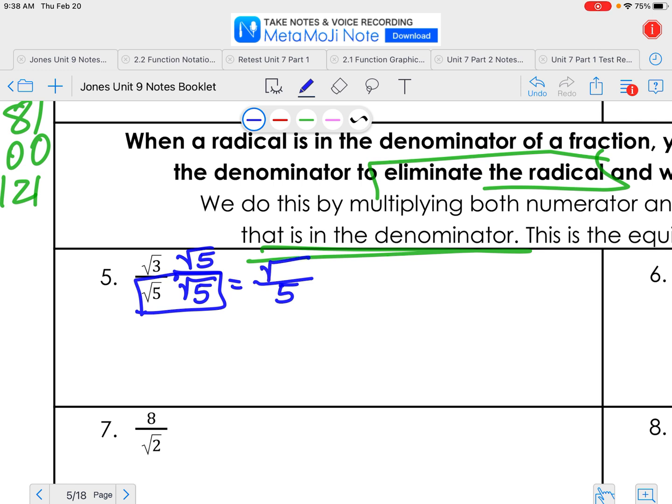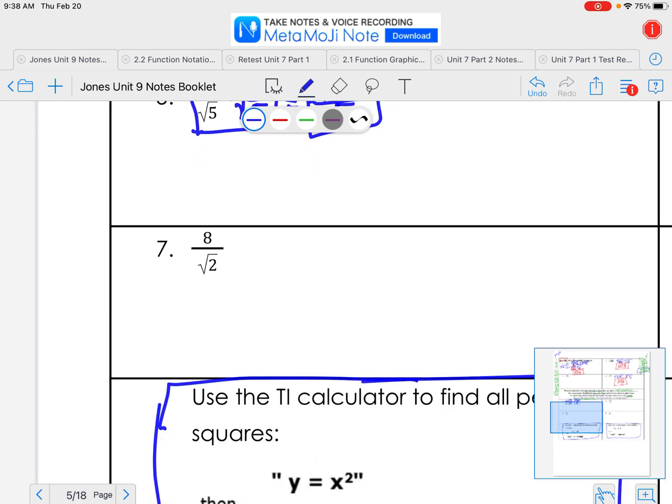Square root of 3 times square root of 5 is square root of 15. 15 can't be simplified. There's no perfect square that divides into it. That's my answer. I got the radical out of the denominator. Let's look at another one.